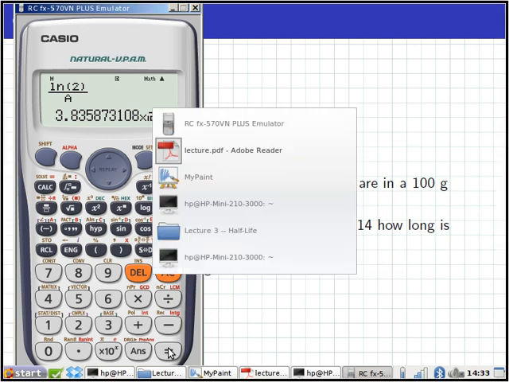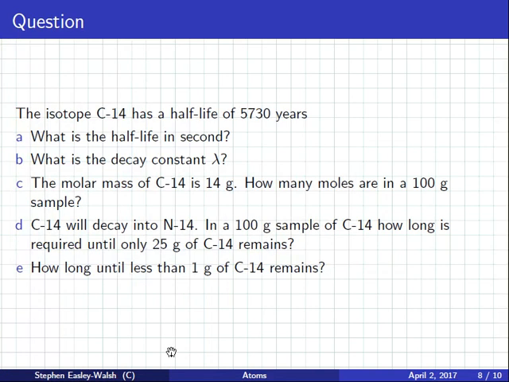Okay, next. The molar mass of carbon-14 is 14 grams. How many moles are in 100 grams? 100 divided by... This one here? What's wrong?